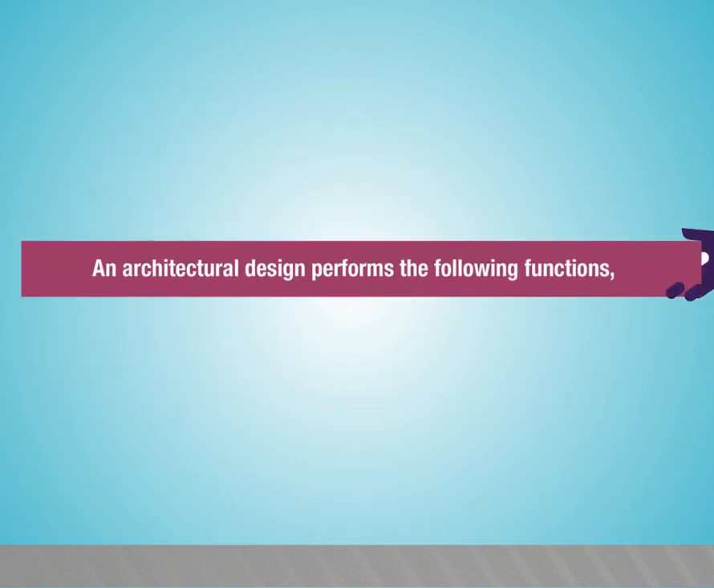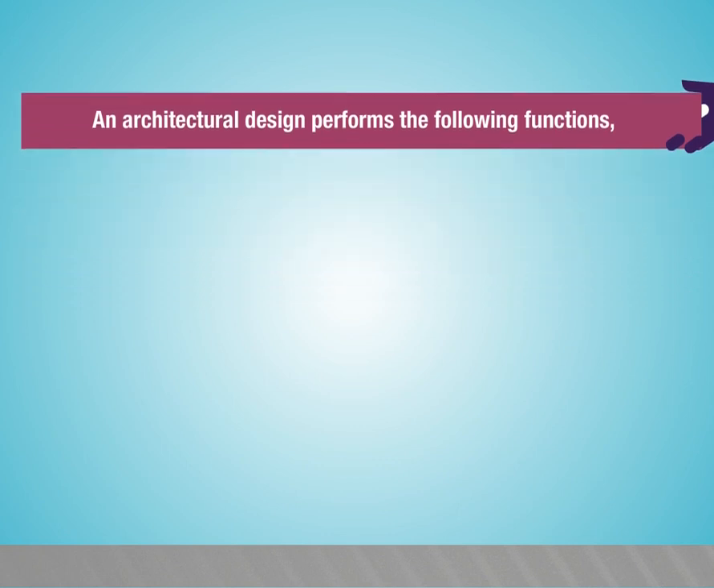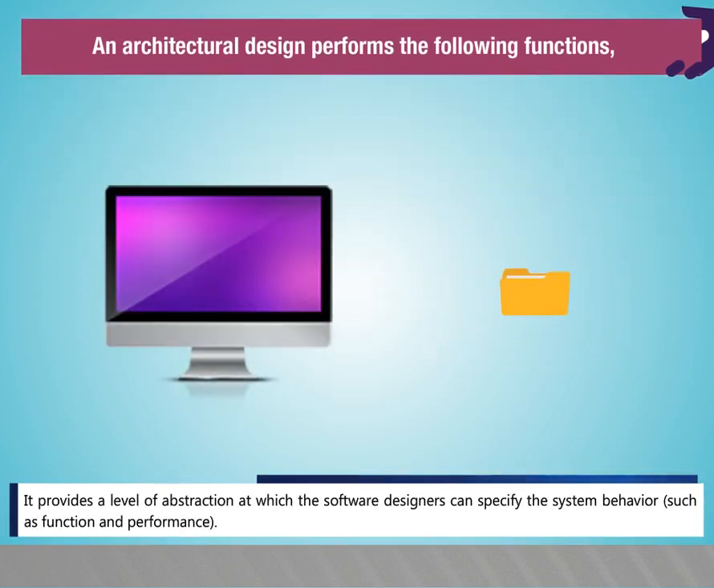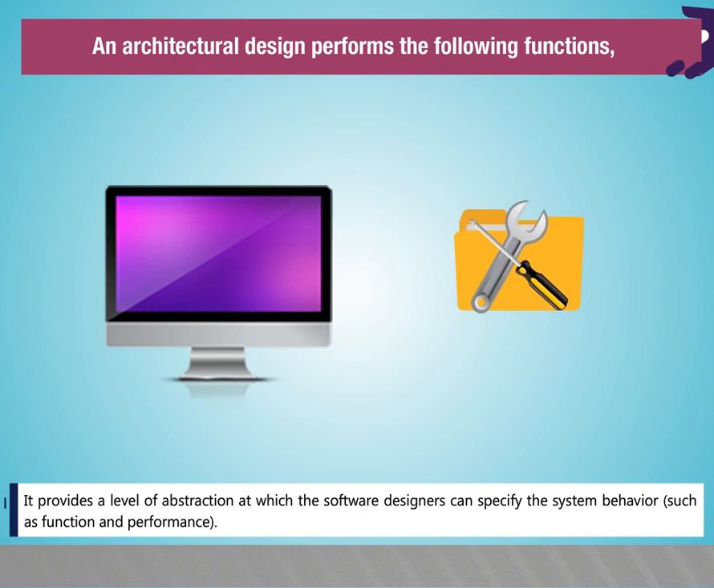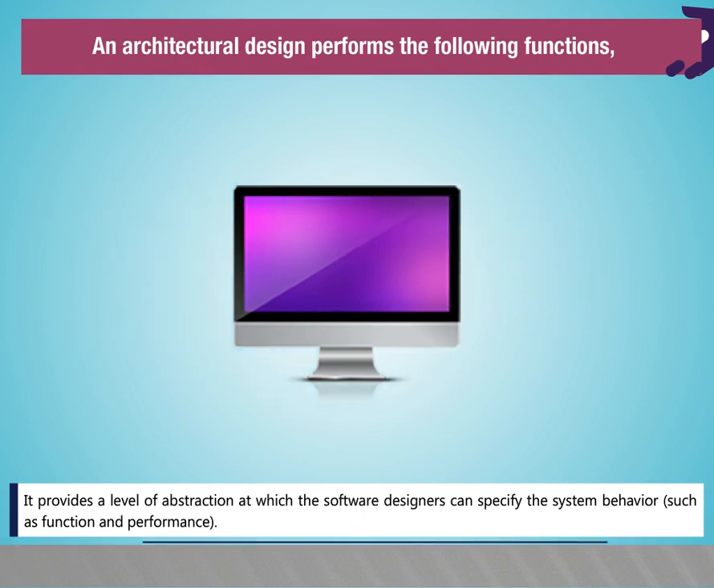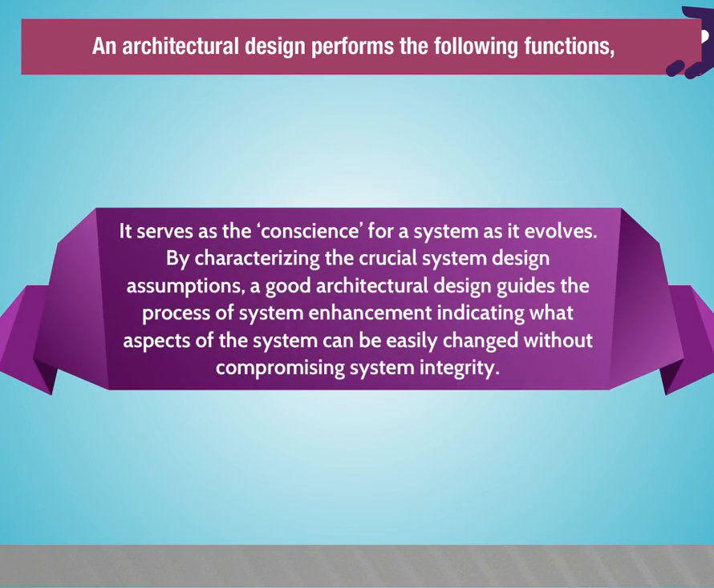An architectural design performs the following functions. It provides a level of abstraction at which the software designers can specify the system behavior such as function and performance. It serves as the conscience for the system as it evolves. By characterizing the crucial system design assumptions, a good architectural design guides the process of system enhancement, indicating what aspects of the system can be easily changed without compromising system integrity.